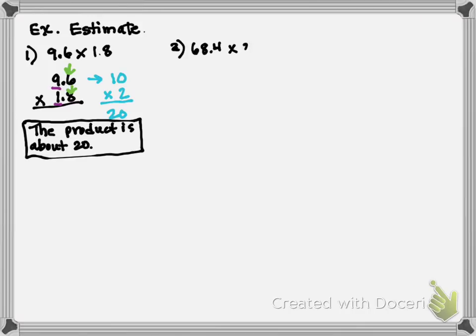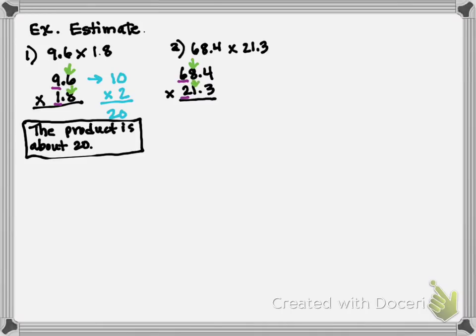68.4 times 21.3. Now, you are going to get some pretty broad estimates sometimes when you round to the greatest place value. It's going to give you a ballpark idea, but it's not going to be necessarily super close to what your actual answer would be. But that's okay. We're just trying to get an idea. So we're going to have 68.4 times 21.3. So again, we're going to underline the greatest place value digits, and we're going to draw an arrow over the digit that's going to tell us how to round.